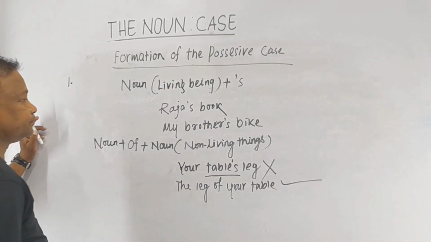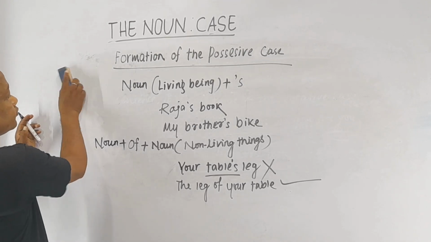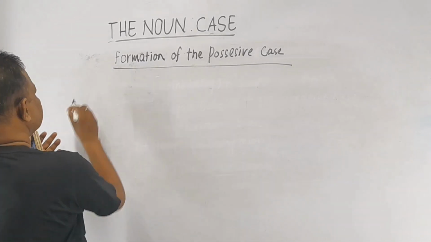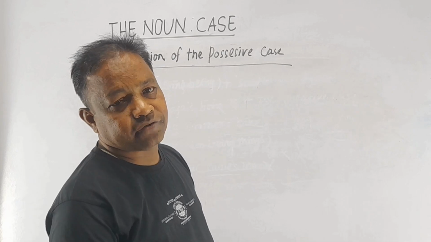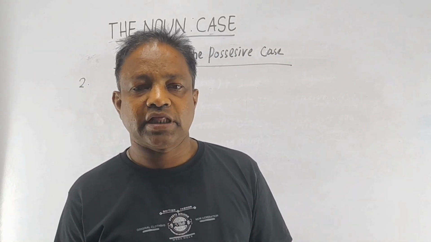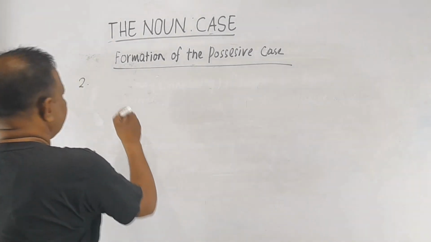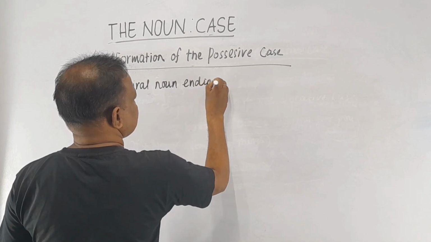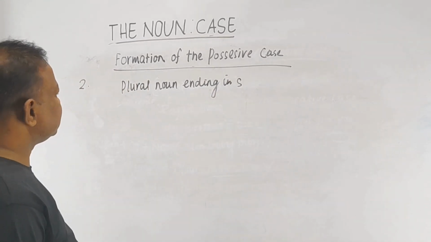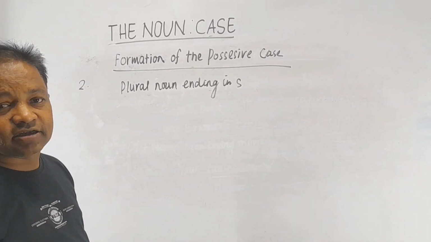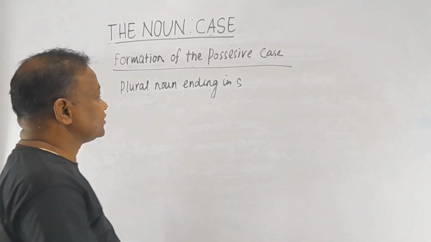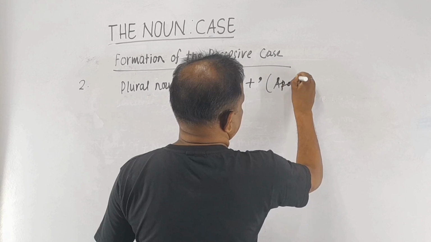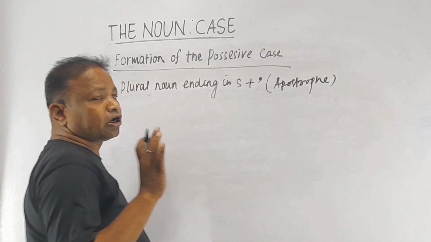Rule number 2. If a noun is a plural noun and that ends in s, plural noun ending in s, when you want to change its case, you want to write its possessive case, simply you need to add apostrophe, only apostrophe. You should not add apostrophe s.